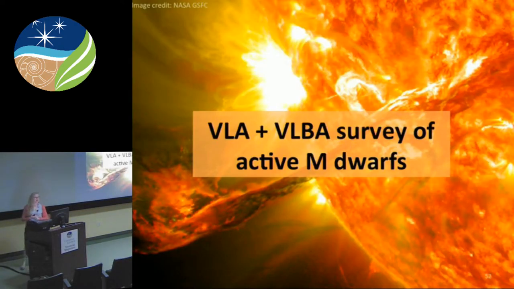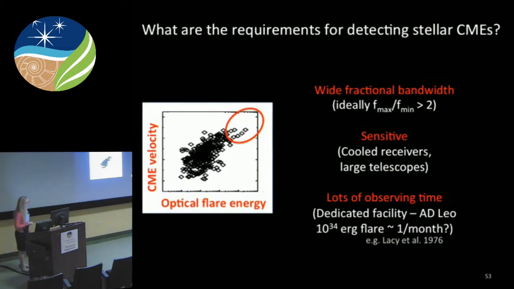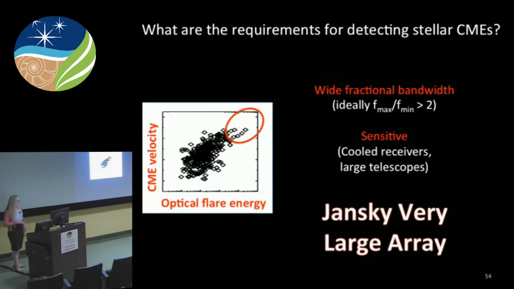But at the same time, I have a very suspicious nature, and so I wanted backup data, and I proposed VLA observations, Very Large Array, and Very Long Baseline Array observations of some of the targets, the M-dwarfs, that we were going to look at with the Starburst project. So the three things we wanted: wide fractional bandwidth, sensitivity, and observing time. We can get two of them. We can get some observing time, but we can get two of them with the Very Large Array.